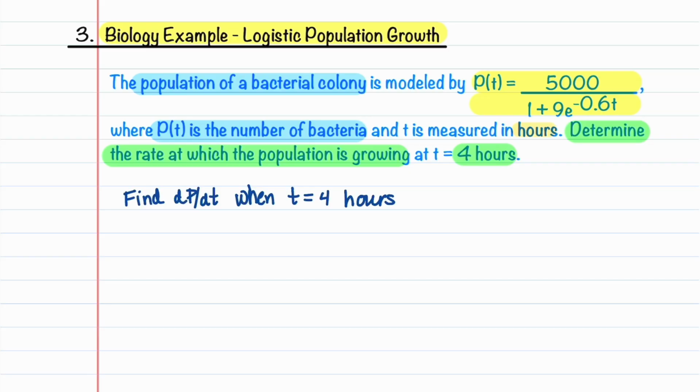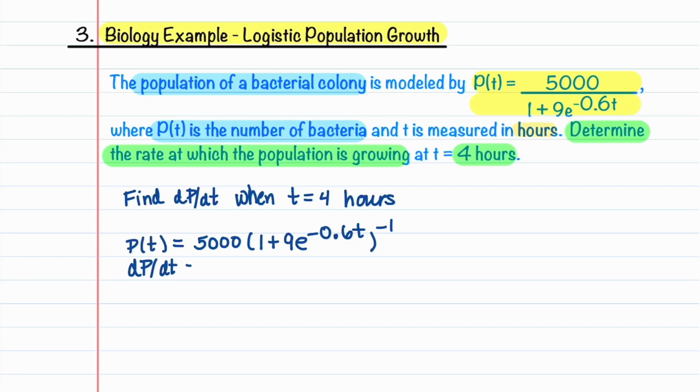I'm going to write down our function for P, and I'm going to rewrite it just to make it easier to take the derivative. I'm going to pull the denominator up into the numerator and make it a -1 exponent. So this is 5,000 times (1 + 9e^(-0.6t)), all raised to the -1. Now we can find our derivative.